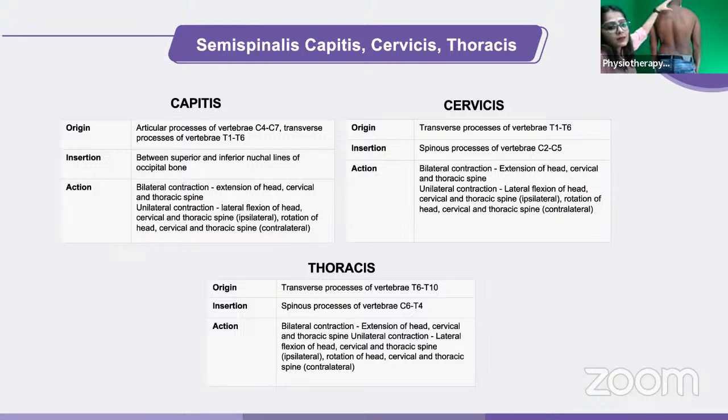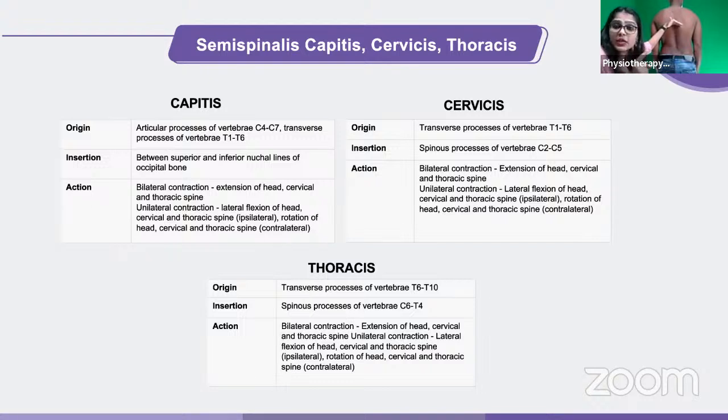Okay, next your T6, meaning its origin is T5 or T6, and from here it went and got inserted into C2. That is your cervicis. Thoracis will have its origin in the thoracic vertebrae itself, and it gets inserted into what part? One or two levels of cervical vertebrae. Cervicis also starts from half of the thoracic vertebrae.